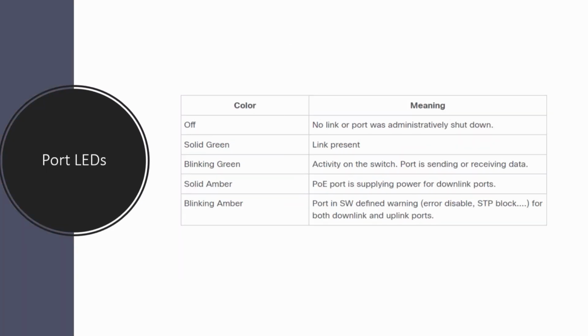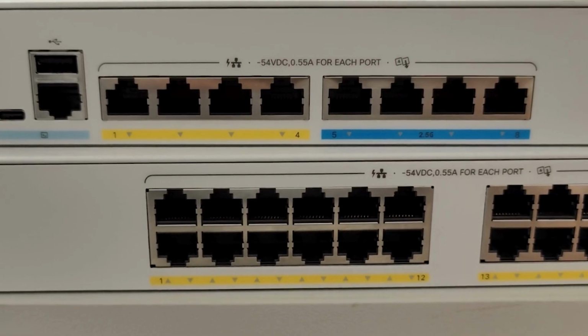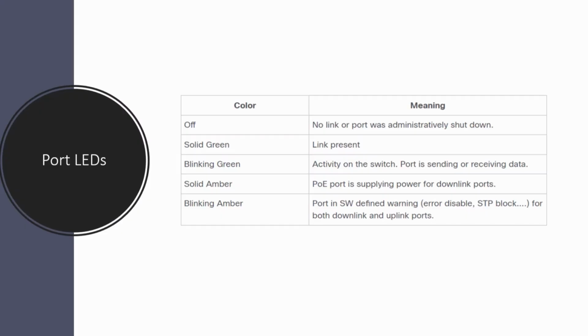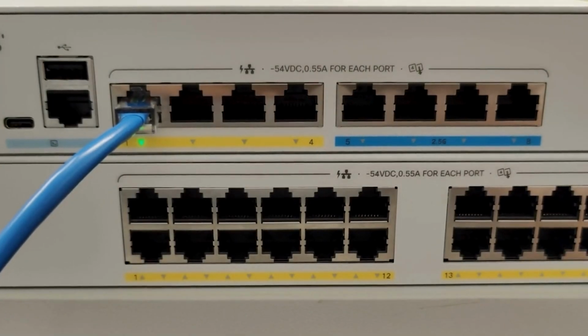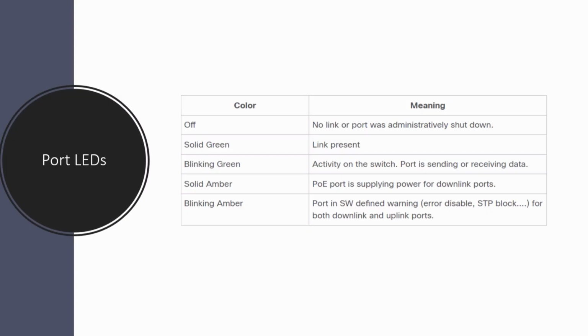Next, I'll move over to the port LEDs, where each port has its own set of indicators. An unlit LED signifies that there is either no cable connected to the port or the port is inactive. A blinking green light indicates data is being sent or received. When the light is solid green, there is a stable link presence with a connected device.